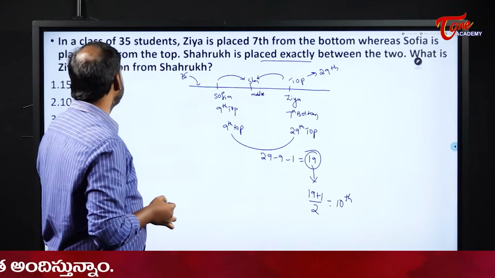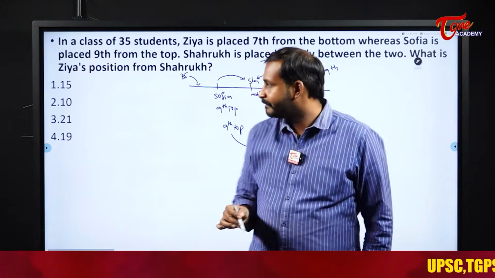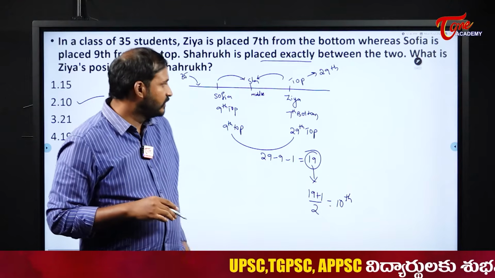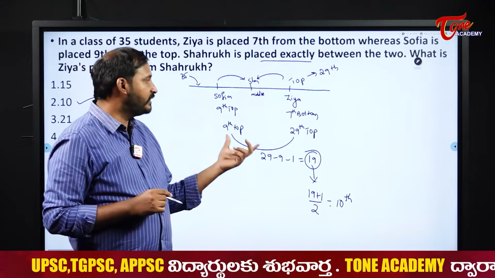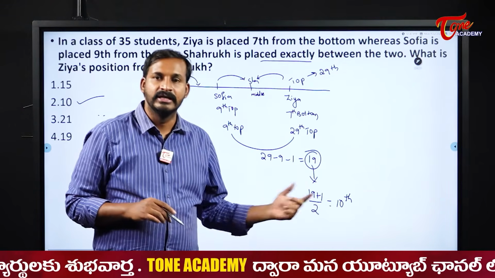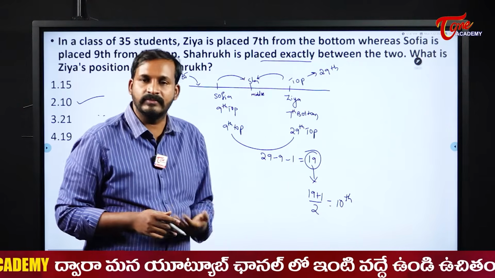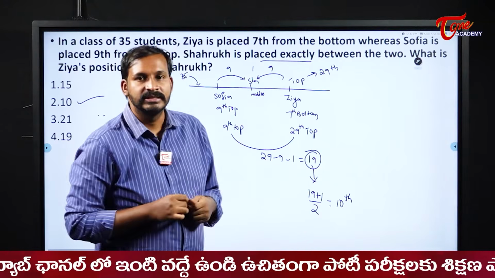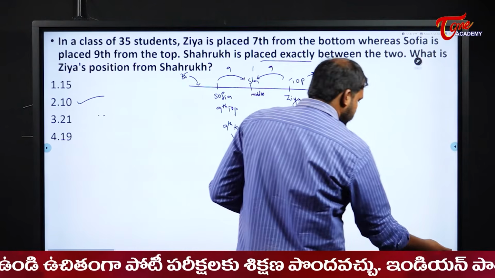So now, what is Zia's position from Shahrukh? 10th. Why? Because Shahrukh is exactly between them. So he will be 10th from Sophia and 10th from Zia. How did we find it? First of all, we found the total number of persons between Sophia and Zia, which was 19. In 19 positions, the mid position is 10. So there will be 9 people here and 1 person, Shahrukh. Okay, understood? Right. Next one.